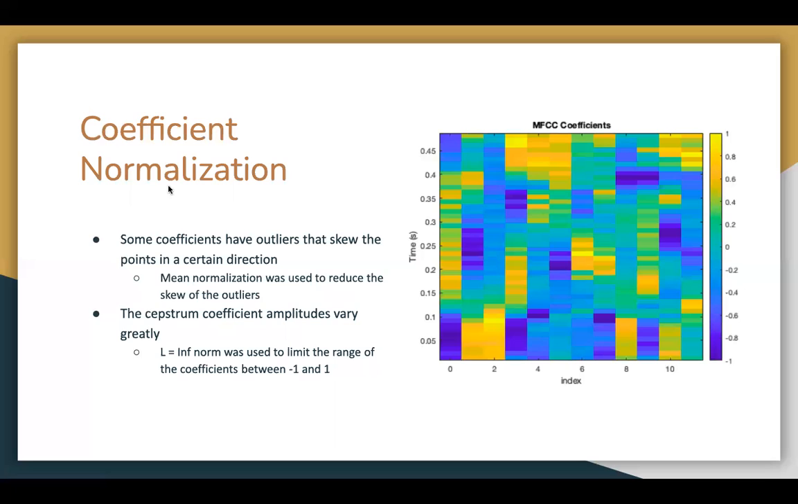And then lastly, we saw that some coefficients have outliers that skew the coefficients in the wrong direction. So we did mean normalization on the coefficients to reduce the skew. And then also we wanted to limit the range of our coefficient values to be between -1 and 1. So we divided the coefficient values by the L infinity norm to get them within the range of -1 to 1.